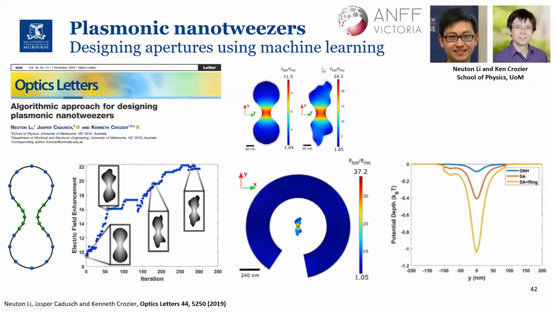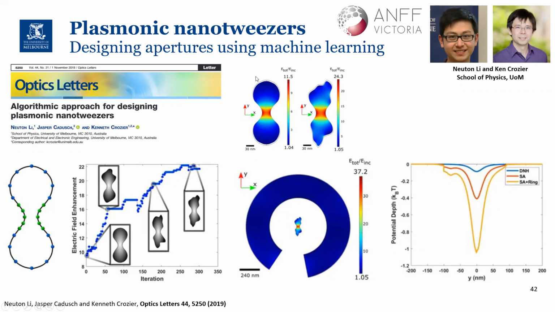And the final design that the algorithm came up with was this squiggly one. And you'll see that the enhancement goes from a maximum of 11.5 here up to 24. So more than double the enhancement. And with a ring structure around there to capture the light as well, they can go from this level of trap potential down to this level of trap potential. So much greater enhancement by letting the algorithm decide what the shape should be.